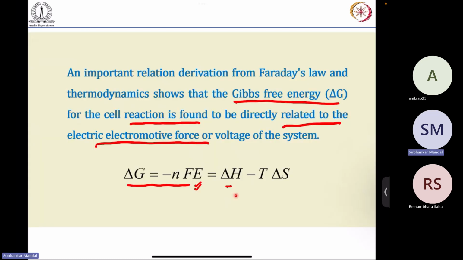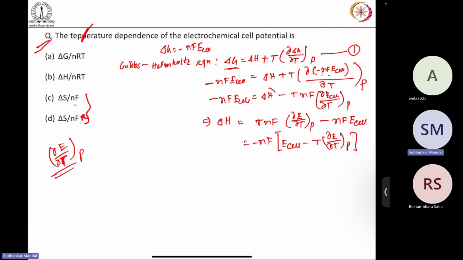And other things we learned: del G is equal to del H minus T delta S. These things we learn. So from here, if you calculate delta S, then what will it be? Delta G minus delta H divided by T, it will be minus. So delta H minus delta G by T, it will be delta S.